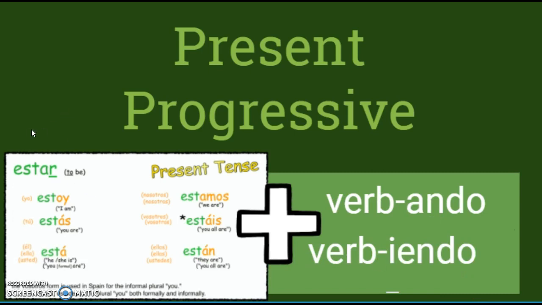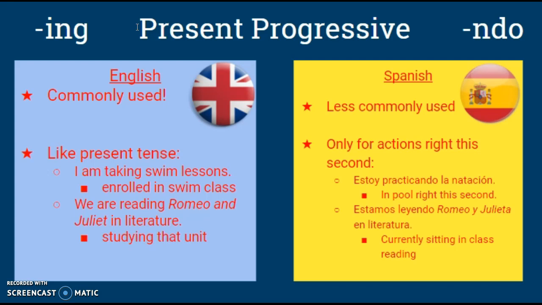So in Spanish, when we use this tense, we're going to have the verb estar. This is how it's conjugated once again. And then instead of having ing, our verb is either going to end in ando or yendo. First, I want to give an overview of how these tenses are different in English versus Spanish. So obviously, one difference is ending in ing versus ndo.